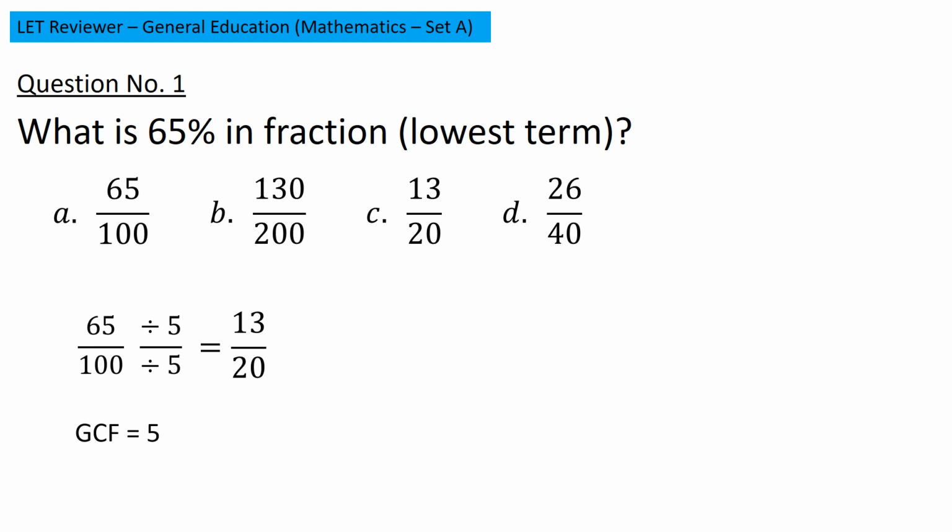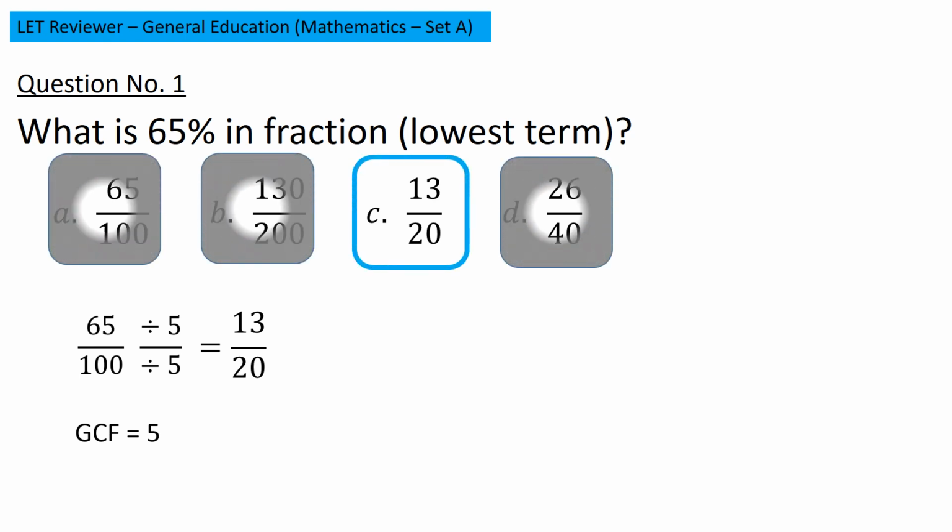So every time na ginamitan natin ng GCF ang isang fraction, okay, at dinivide natin yung numerator and denominator by the GCF, lagi ang makukuha natin ay ang lowest term ng fraction. So for this one, after nating i-divide by 5 yung 65 and 100, nakuha natin yung 13 over 20. So yun na mismo ang lowest term ng ating fraction. So the answer here is letter C, 13 over 20. So I hope nakuha nyo ang first question natin. So that will be a good start. So let's move on with our question number 2.